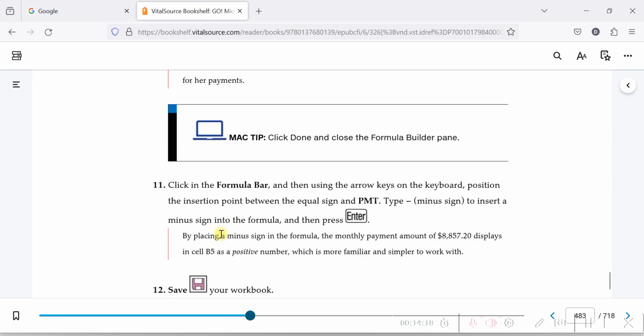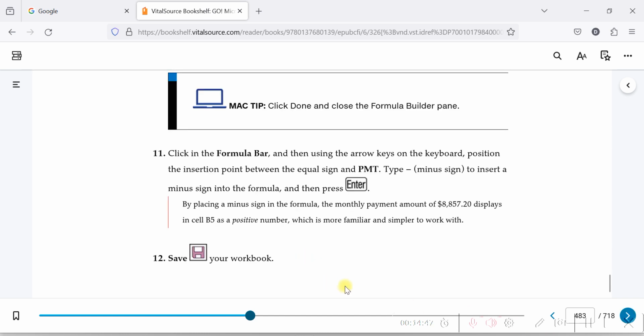By placing a minus sign in the formula, the monthly payment amount of $8,857.20 is now in B5. It's a positive value, which is more familiar and simpler for us to work with. And in some of what we're going to be working with, you must have a positive value. It doesn't work any other way. So I'm going to give it a save. Get to the end of the page.